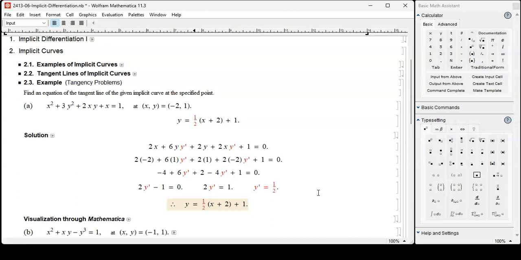Now, there may be some students who will get a little bit confused with this y prime or dy dx expression. Or sometimes you may want to protect yourself from possible mistakes. In that case, do it this way. After taking the derivative, when you plug in numbers, x equals negative 2, y equals 1, and as for y prime, plug in m. X is negative 2, y is 1, and y prime is m.